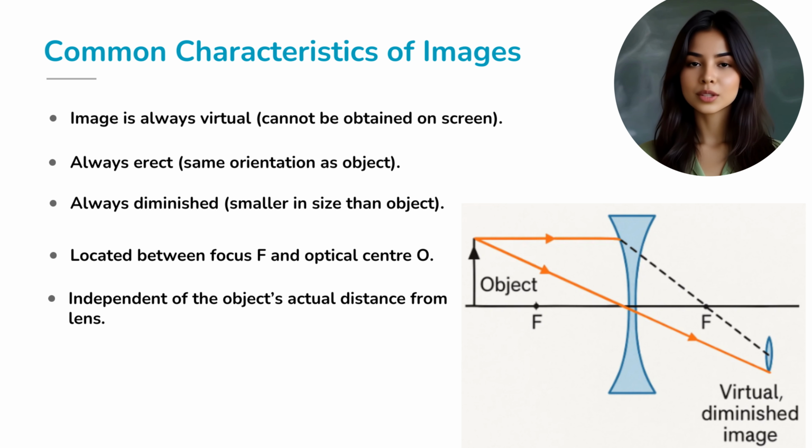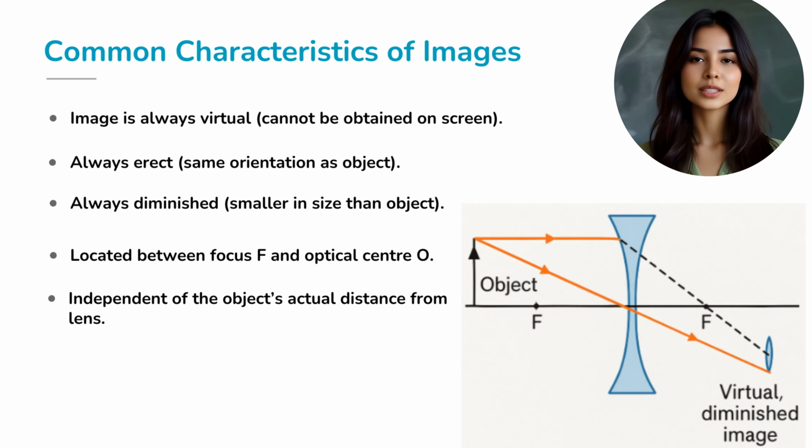Always erect. Ever notice how your reflection in a spoon looks like you, not upside down? Well, that's because concave lenses always form erect images, same orientation as the object. So, no surprises there. Always diminished, the image is always smaller than the object. Think of using a magnifying glass to look at tiny things like ants or coins. But with concave lenses, the image is just the opposite, it's always smaller.